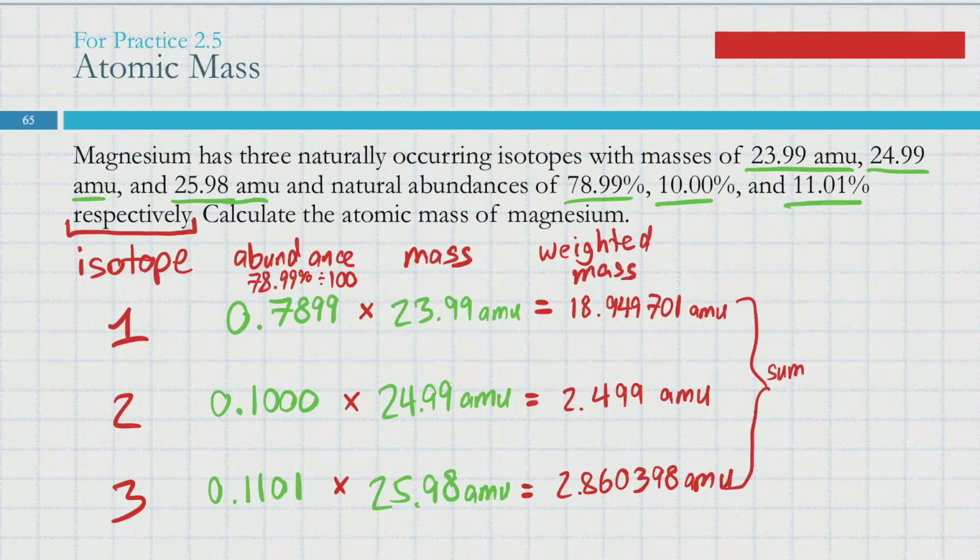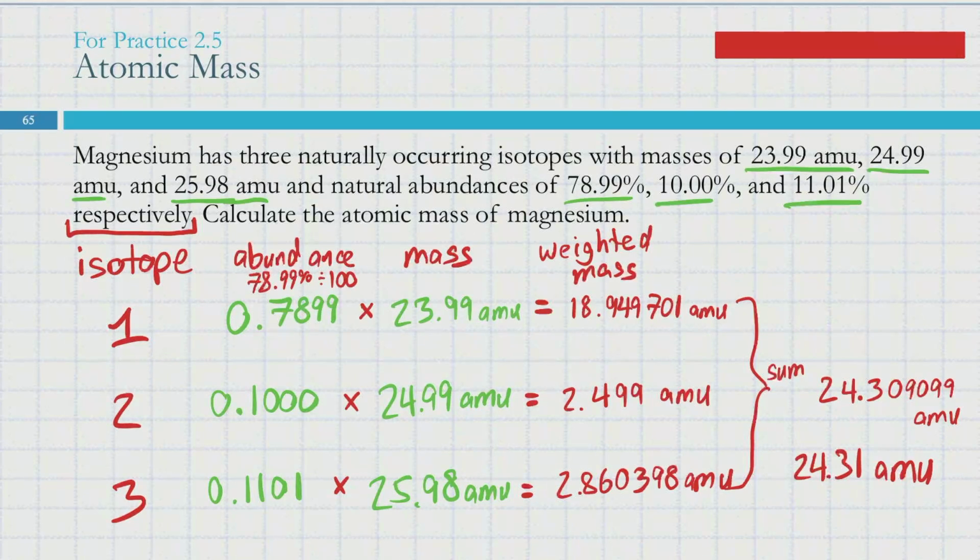So we take all of those numbers and add them together, and we get 24.309099 AMU. I'll just round this to 4 significant figures. That should be about right. That should be correct, yeah. 24.31 AMU.